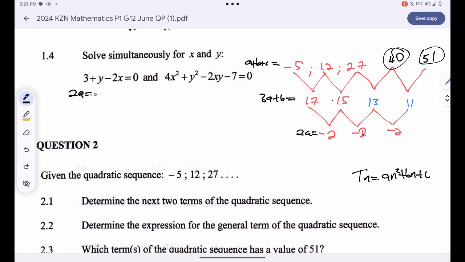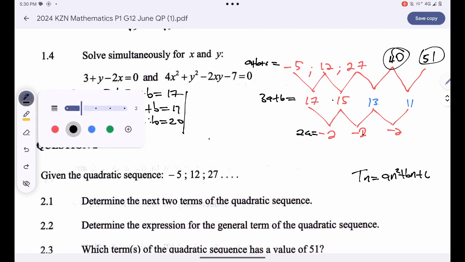So 2a is equal to negative 2. That means a is basically equal to negative 1. Okay, and then 3a plus b is just equal to 17. Then 3 multiplied by negative 1 plus b is 17. Therefore, b is just equal to 17 plus 3, that's 20.